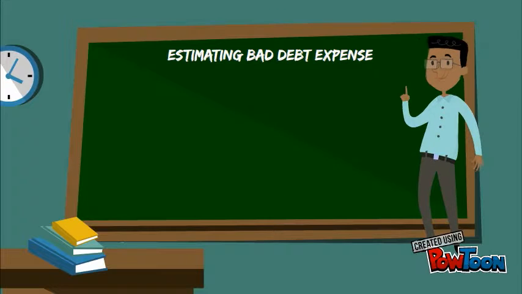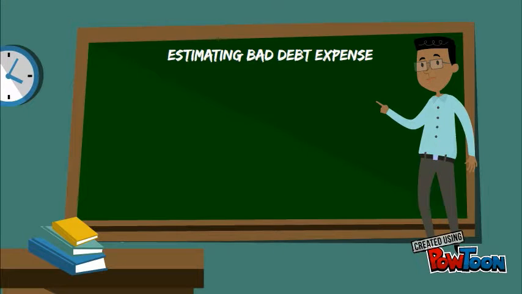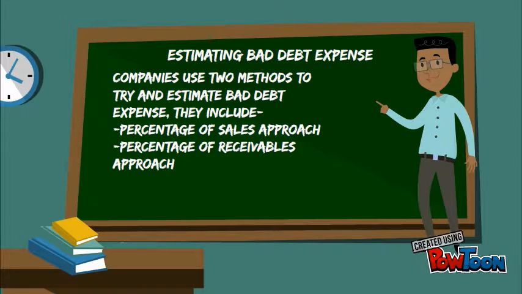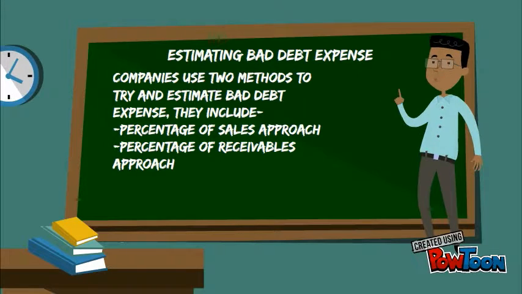There are two methods companies use to estimate bad debt: the percentage of sales approach and percentage of receivables approach. However, both approaches use information such as past experiences, industry trends, or current customer ratings to estimate as accurately as possible.